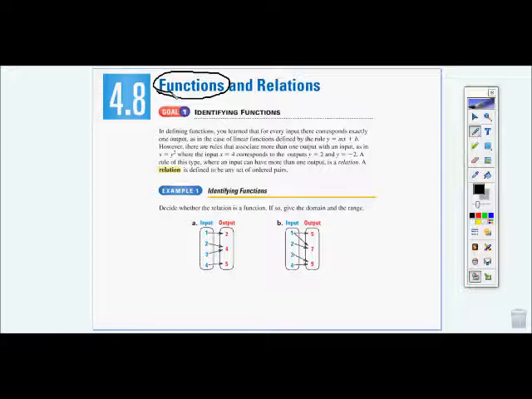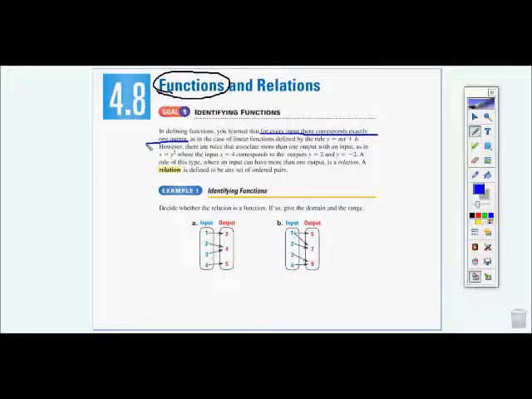So, we need to decide when we see a relationship, is that relation a function or not? And if it is, we need to be able to identify the domain and the range. So in identifying functions, you learn that for every input, there corresponds exactly, I want to make sure you see this part, one output. For each or every input, there corresponds exactly one output.